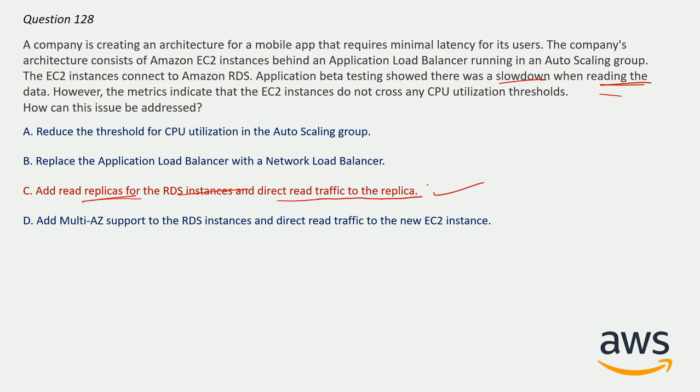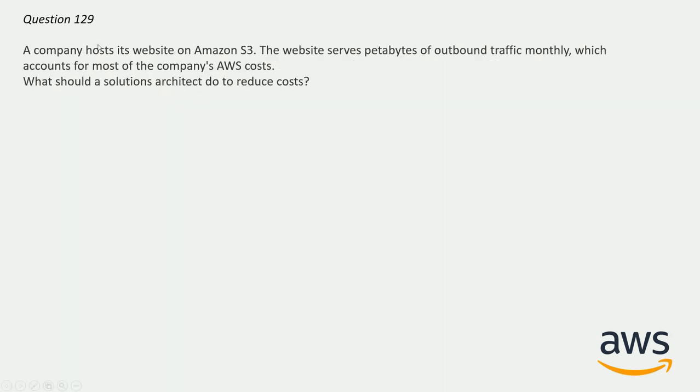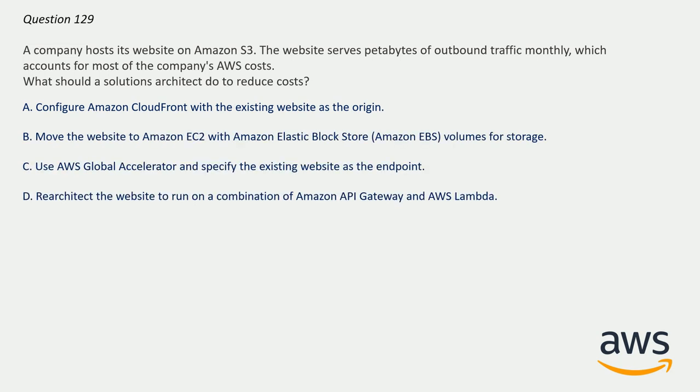And now question number 129. A company hosts its website on Amazon S3. The website serves petabytes of outbound traffic monthly, which accounts for most of the company's AWS cost. What should a solutions architect do to reduce the cost? And here are the options. And the correct answer here will be option A. Configure Amazon CloudFront with the existing website as the origin.